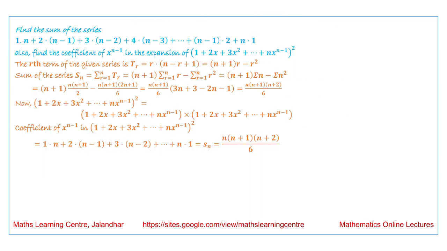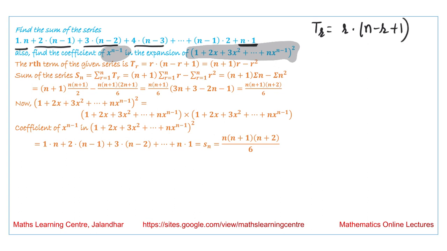Next is to find the sum of this series and find the coefficient of x raised to the power n minus 1 in the expansion of this. If we write the nth term over here, we have 1 into n, then 2 into n minus 1, 3 into n minus 2, and so on up to n into 1. So the rth term is r into n minus r plus 1, which is equal to n plus 1 r minus r square.